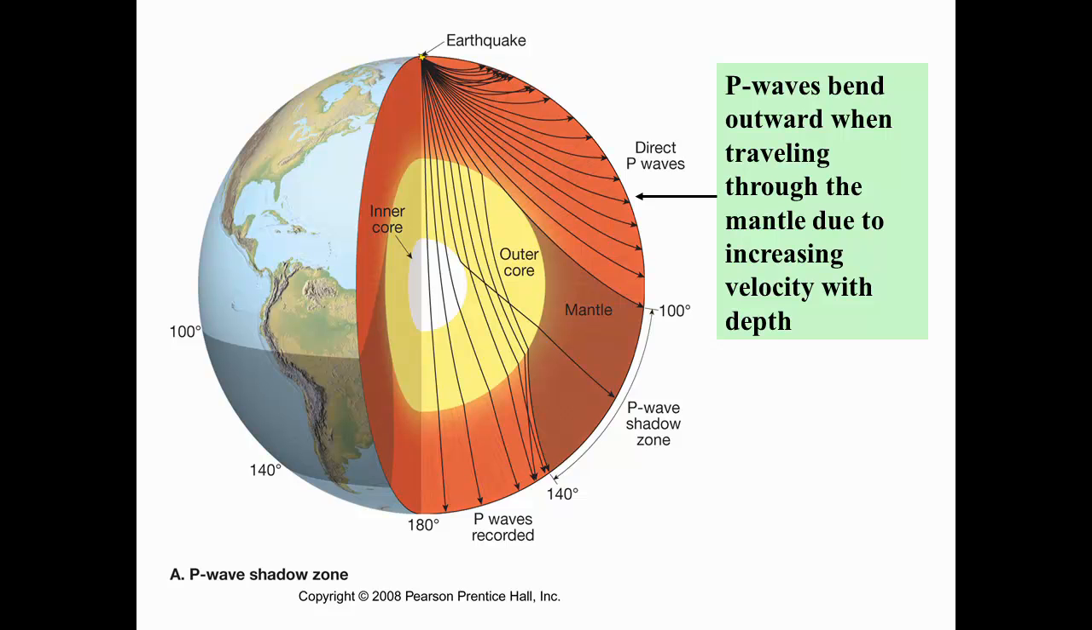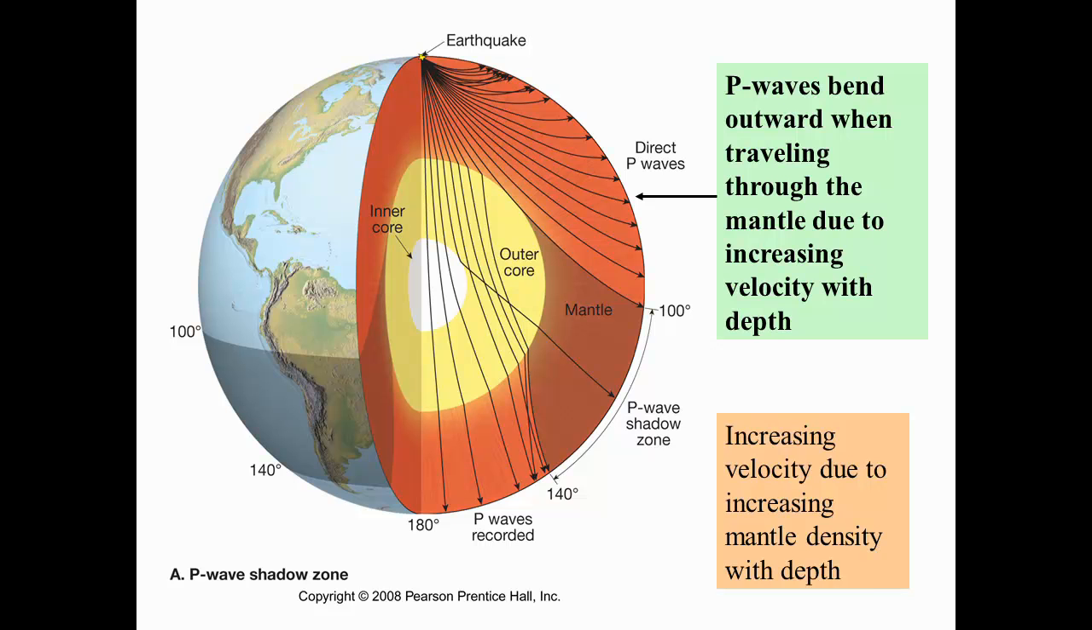Now, P waves bend outward when passing through the mantle, and this is due to an increase in velocity with depth. The increasing velocity with depth within the mantle is simply due to increasing mantle density with depth. As the density of the material increases, the velocity of the seismic waves tends to increase as a result, and this causes the overall bending outward or upward of the different ray paths when passing through Earth's mantle.